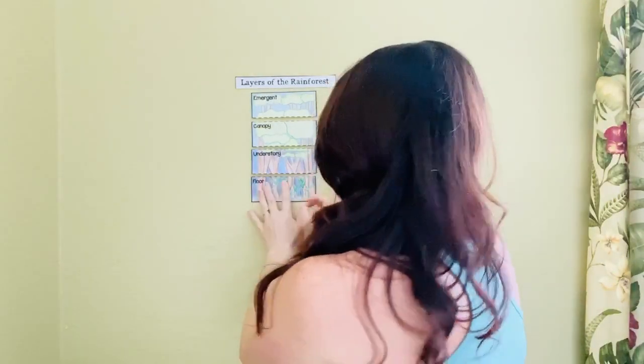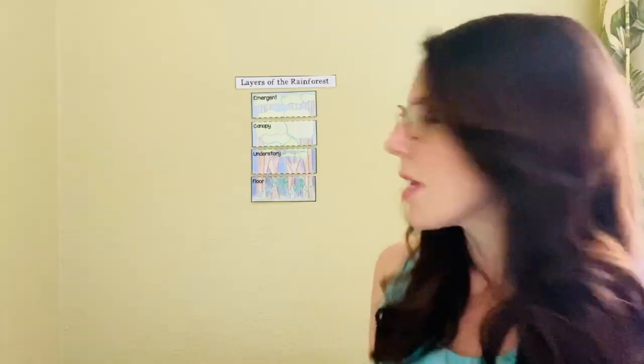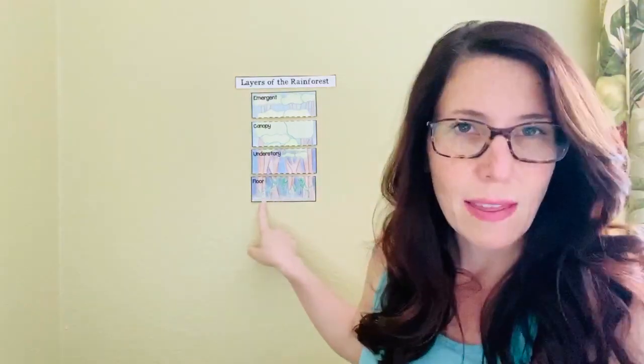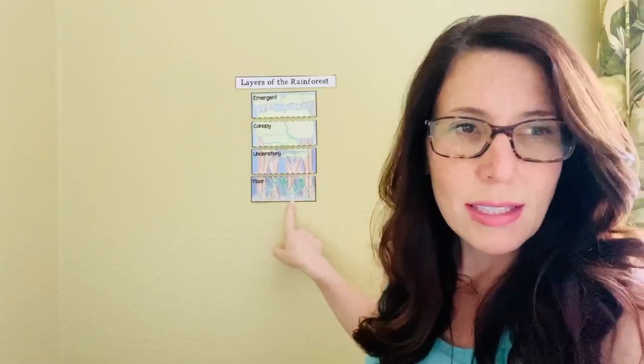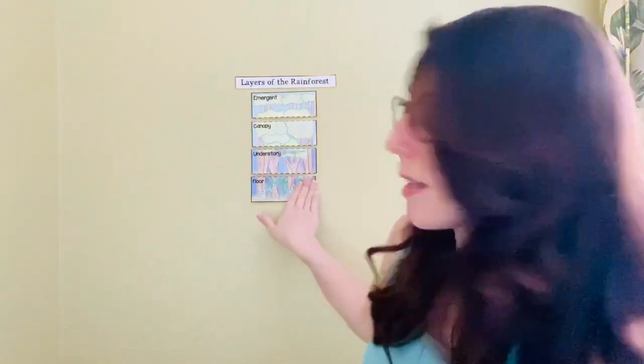Then we have our forest floor. In this layer, it's the darkest layer of the rainforest. It's very humid. So the air down there is full of water, and there's lots of debris at the bottom where plants and animals have started to decompose and go back into the ground. And so it's very nutrient dense.